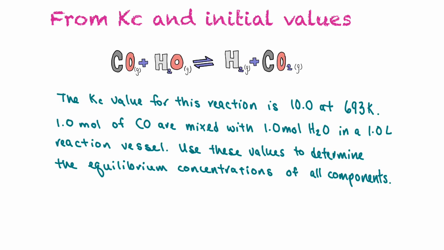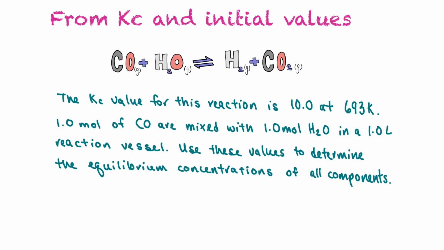So the final way we can calculate for these types of expressions would be if we had the equilibrium constant and the initial values only. We can then use those two things to find out the equilibrium concentrations of each. So in this example, we have carbon monoxide and water reacting to form hydrogen and carbon dioxide. And water is a gas, so we include this in the expression.